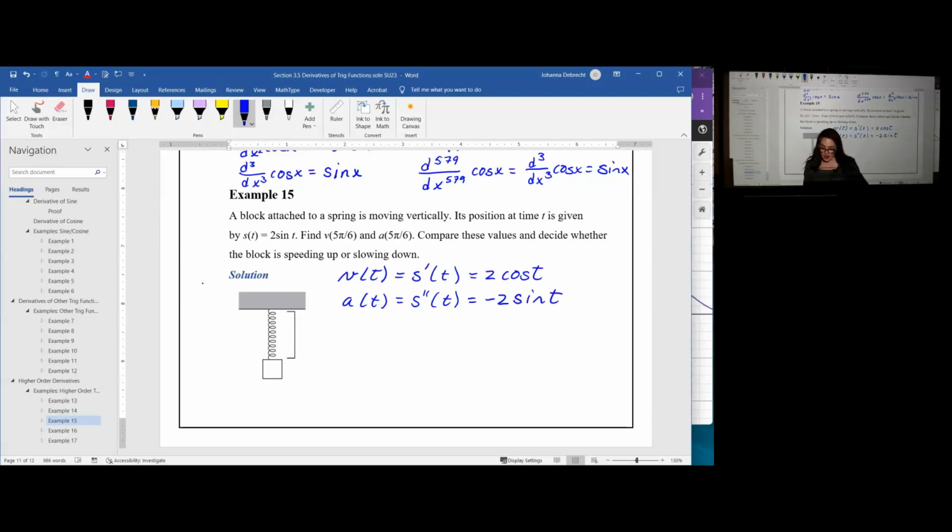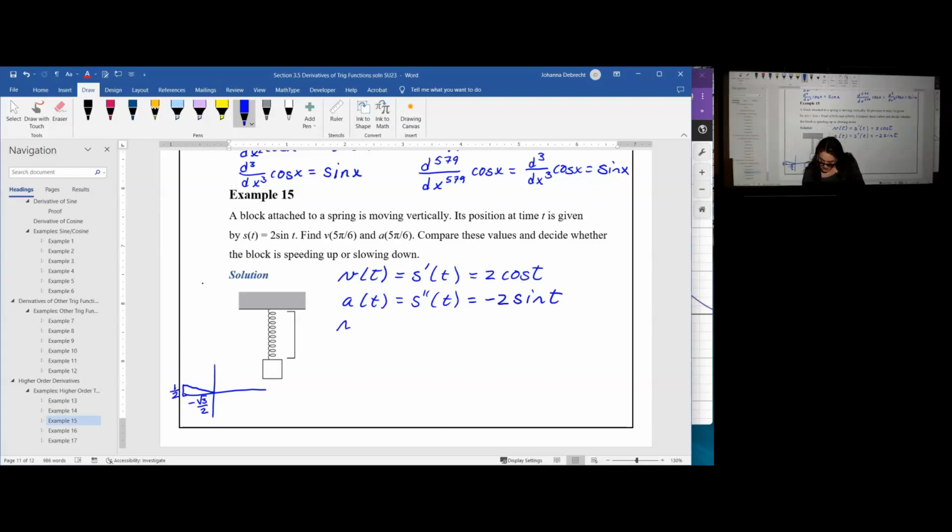Now I want to think about what these values are at 5 pi over 6. Let's visualize where 5 pi over 6 is. It's in quadrant 2, but it's a 30-60-90 triangle. The y value must be positive, but the x value must be negative. That means that the sine will be 1/2 and the cosine -√3 divided by 2.